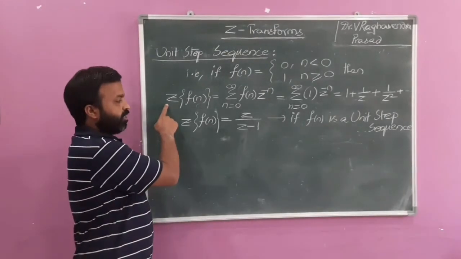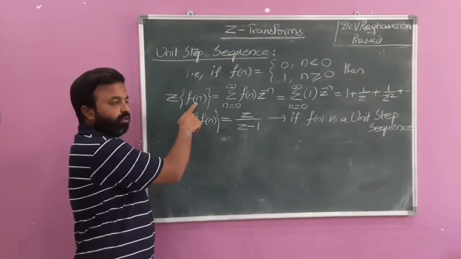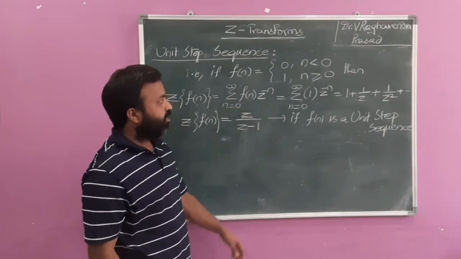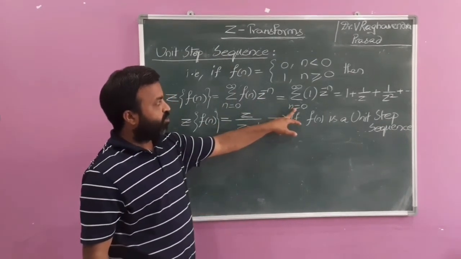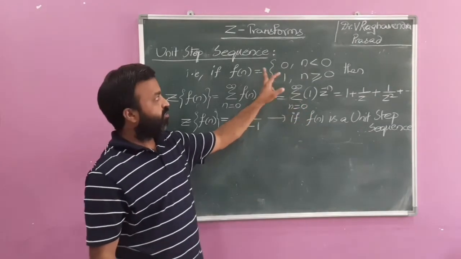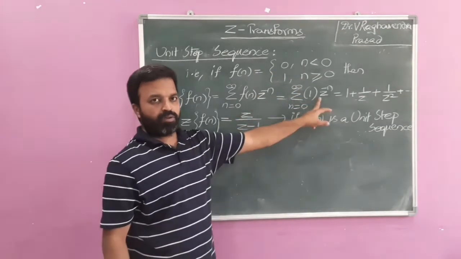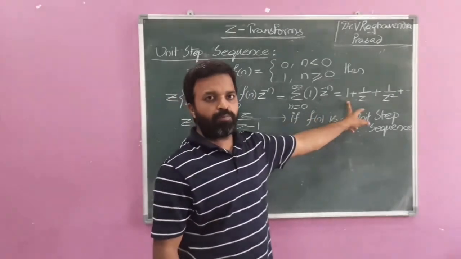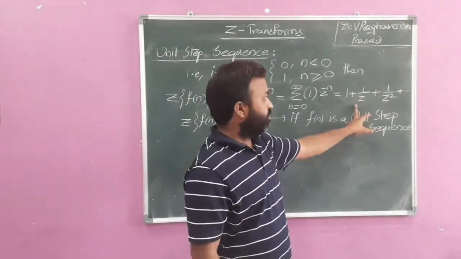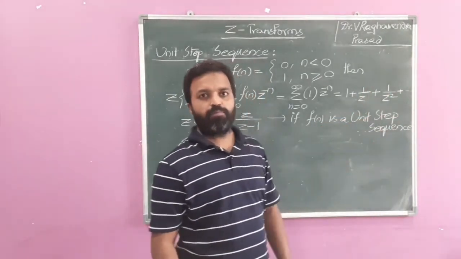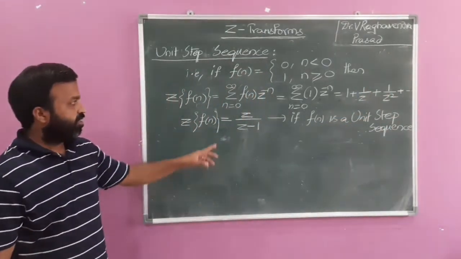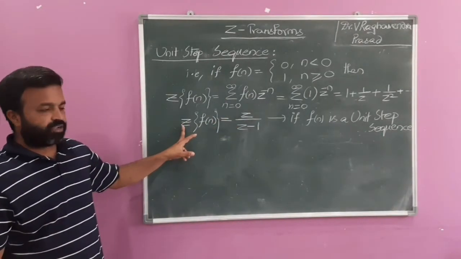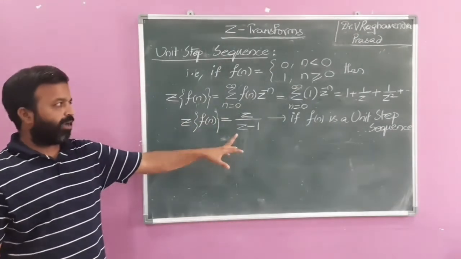By definition of the z transform, z of f of n equal to sigma n equal to 0 to infinity f of n into z power minus n. Here for n equal to 0 and so on, f of n is defined as 1 into z power minus n. On expanding the summation, we have 1 plus 1 by z plus 1 by z square plus and so on. That is z by z minus 1. So the z transform of the unit step sequence gives z by z minus 1.